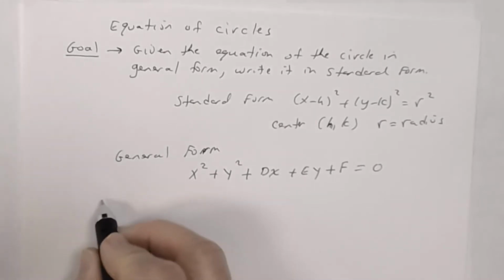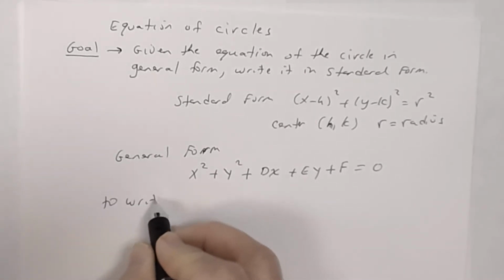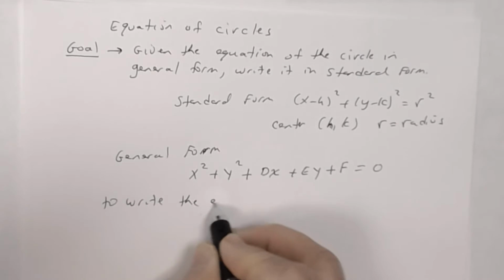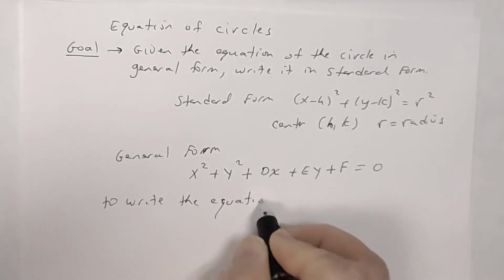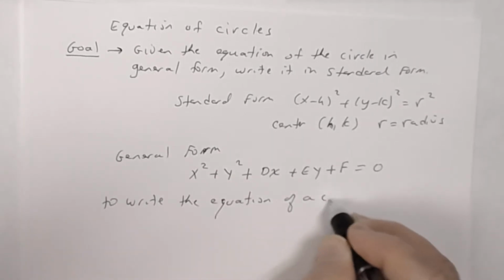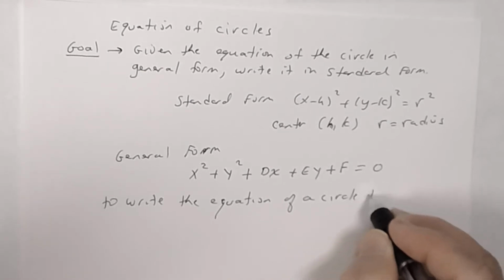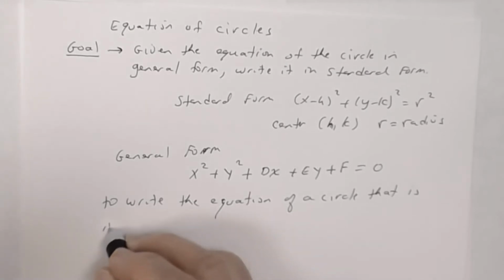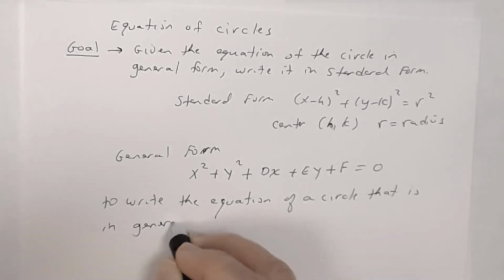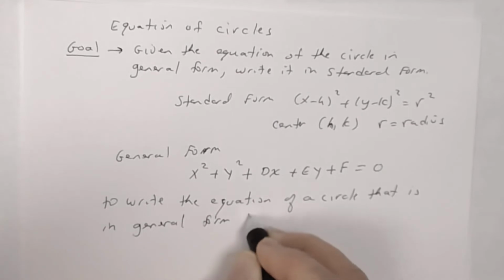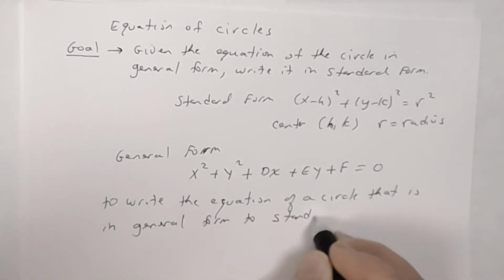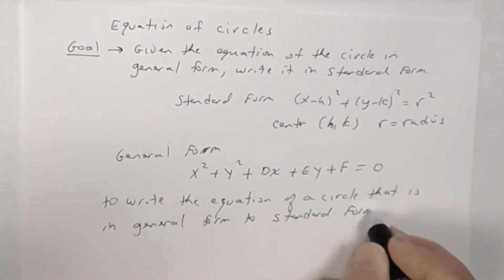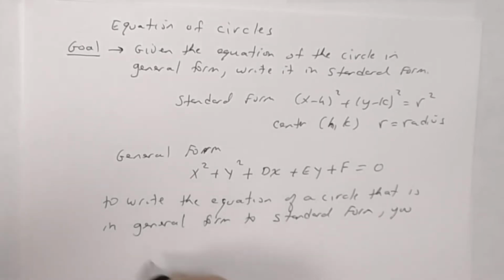So to write the equation of a circle that is written in general form to standard form, you will use completing the square. So you can complete the square.